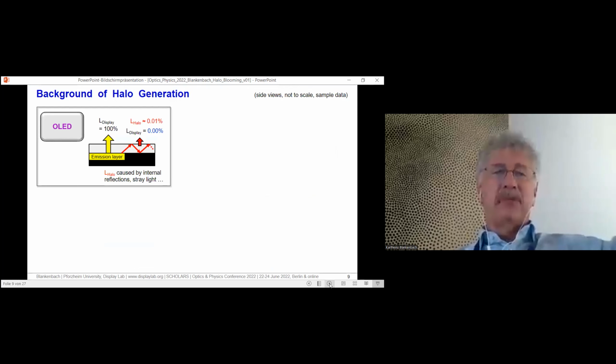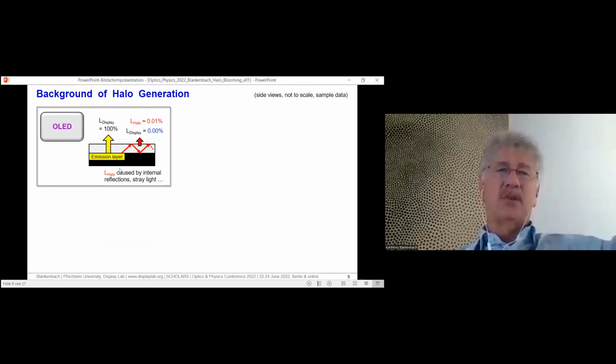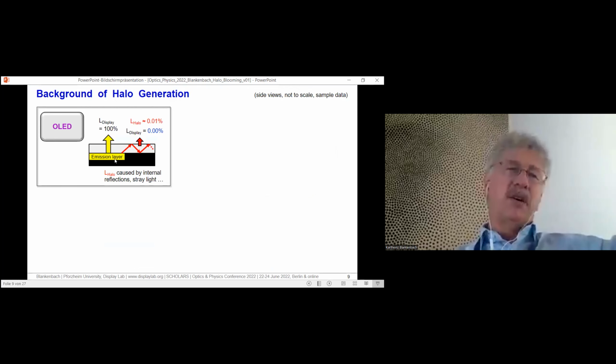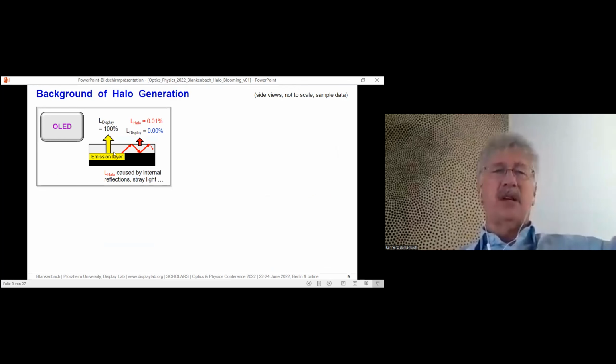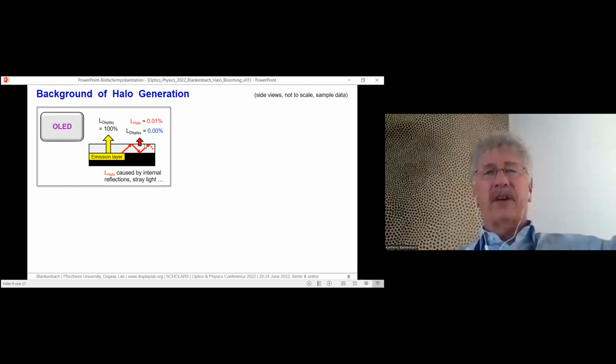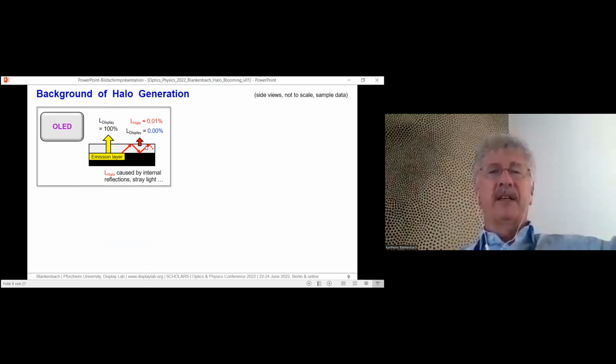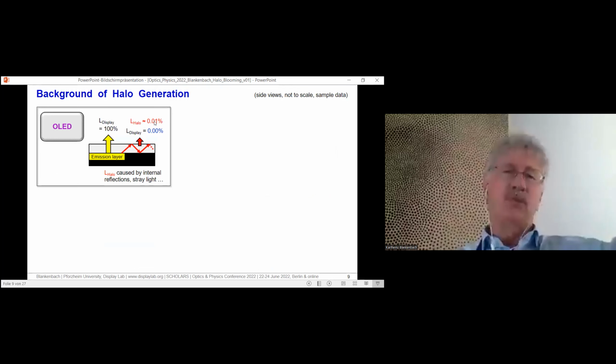So let's start with some basics. For the OLED, we have an emission layer. Only there light comes out. However, the so-called waveguide or total internal reflection affects light spreads in neighboring, let's say, black areas, and this is a range of 0.02%.